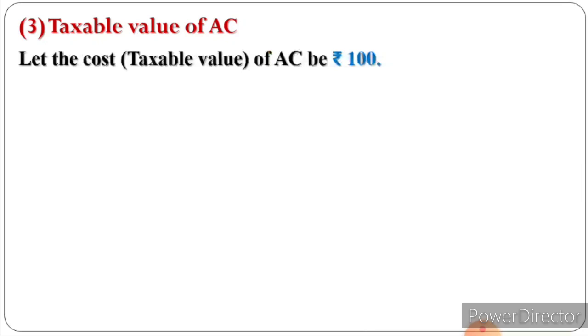Your third question is finding the taxable value of AC. Just now we found the taxable value of the toy car in question number 5. Now here we will find the taxable value by following the same steps. We will assume the taxable value of 100 rupees. We will apply the same rate of GST on 100, that is 28%.